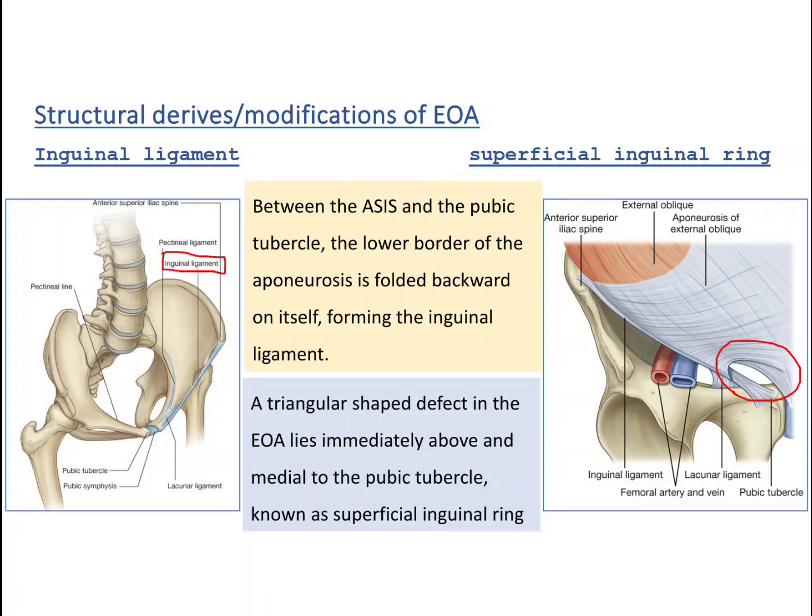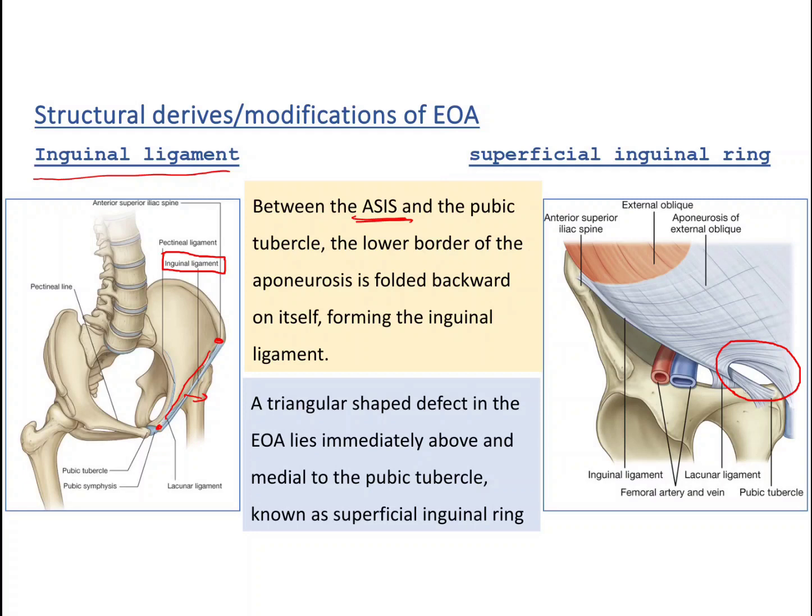Now we have already seen that the inguinal ligament is a modified part of the external oblique abdominis, right? So this inguinal ligament is the thickened lower free margin of the external oblique abdominis muscle, extending from the anterior superior iliac spine, here is the anterior superior iliac spine, to the pubic tubercle. So this part is the inguinal ligament.